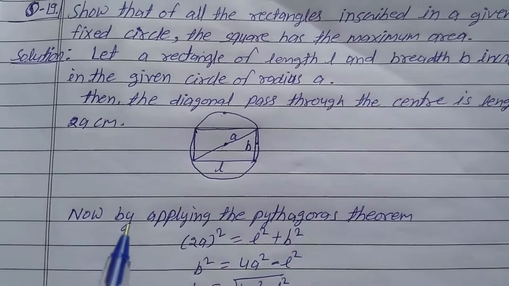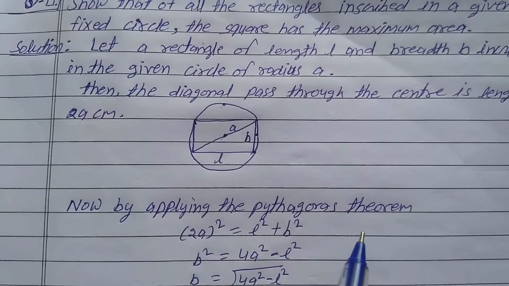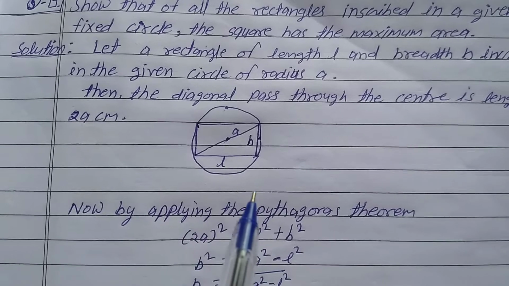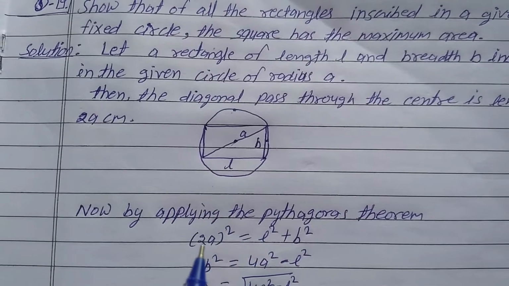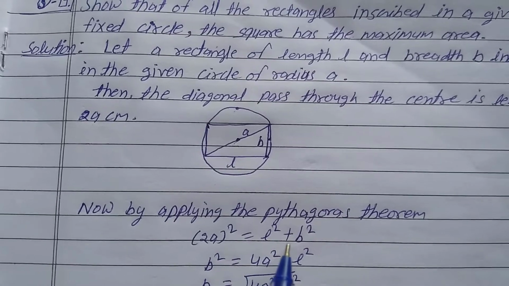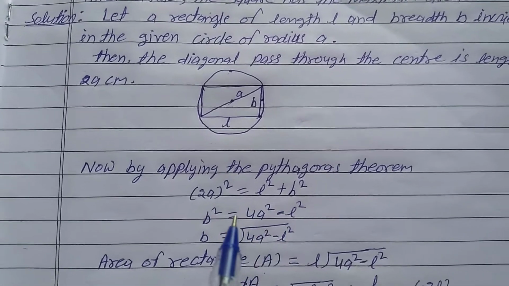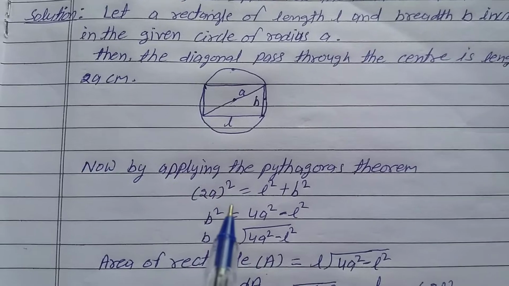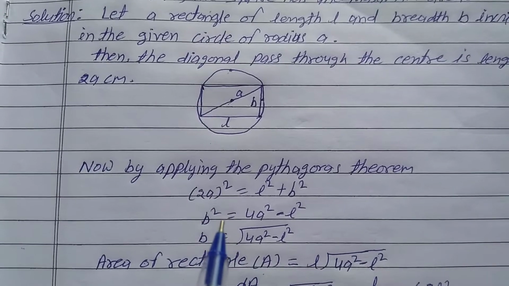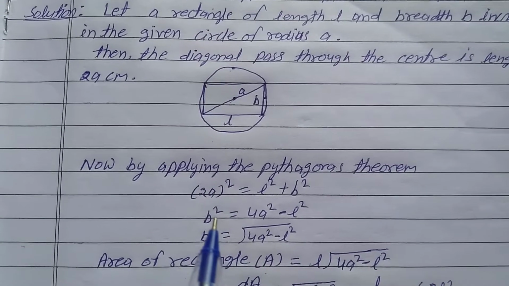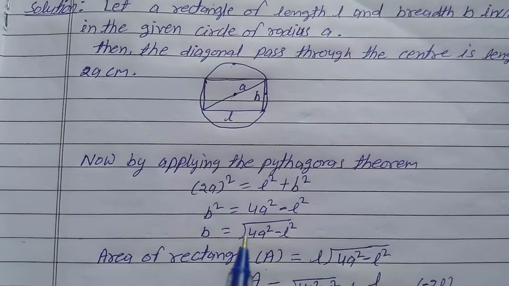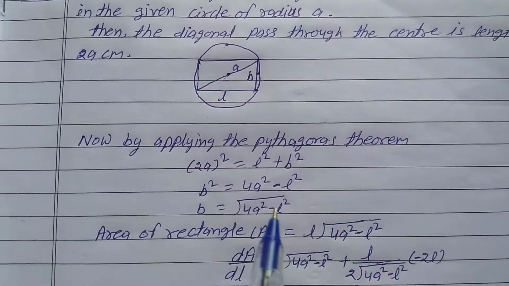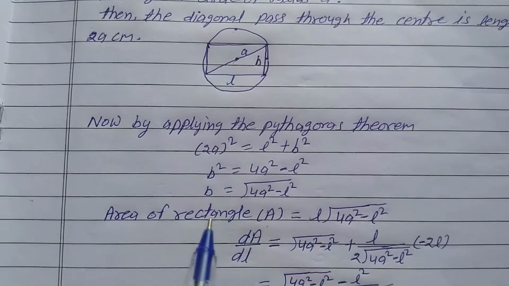So now by applying the Pythagoras theorem in the triangle, (2A) whole square is equal to L square plus B square. Using this relation, we find the B value in terms of L. So B square is equal to 4A square minus L square, and B is equal to root of 4A square minus L square.